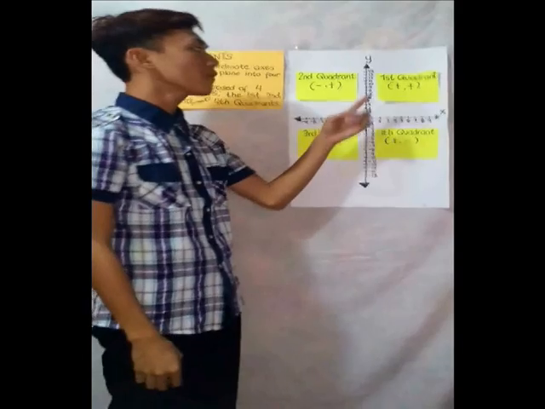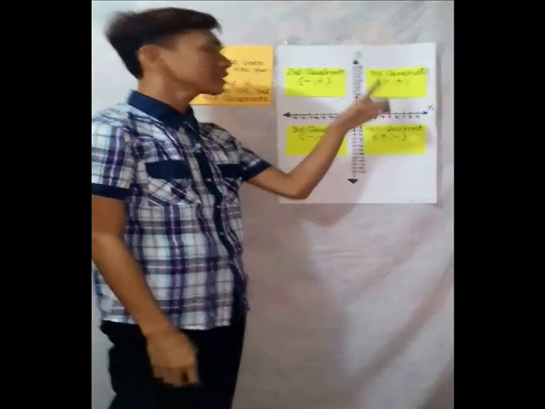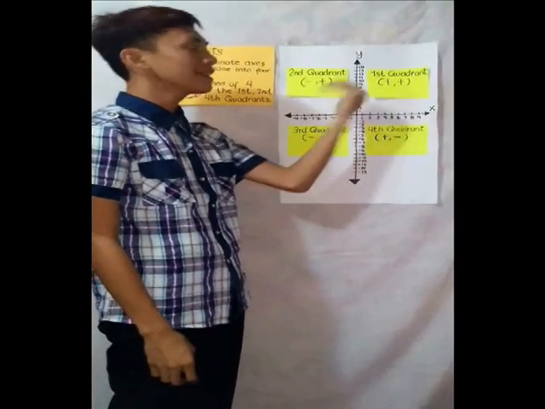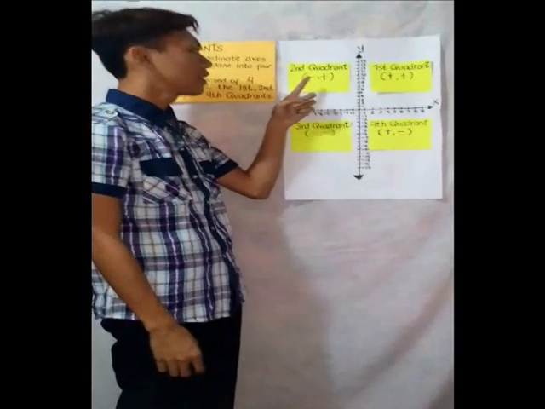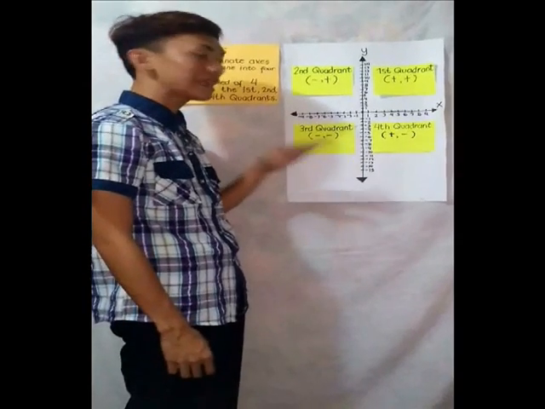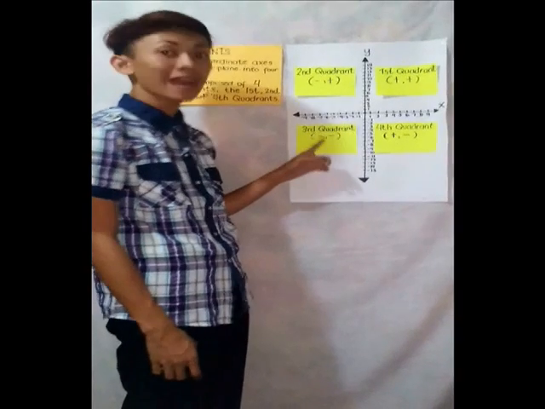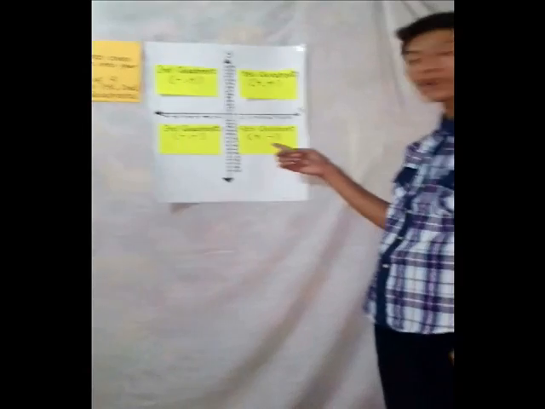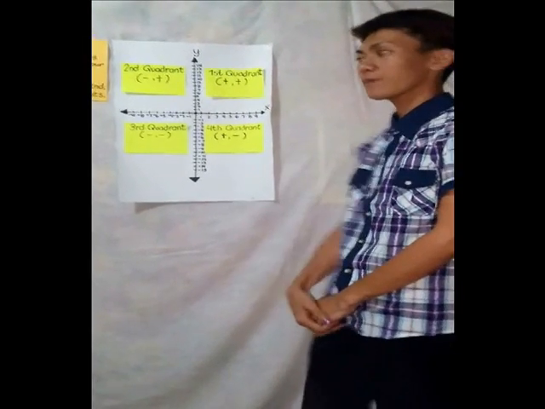In the upper right side, we have the first quadrant. It is both positive and positive. In the upper left side, we have the second quadrant, negative and positive. Below the left side, we have the third quadrant. They are both negative. And in the last quadrant, the fourth quadrant, we have positive and negative.